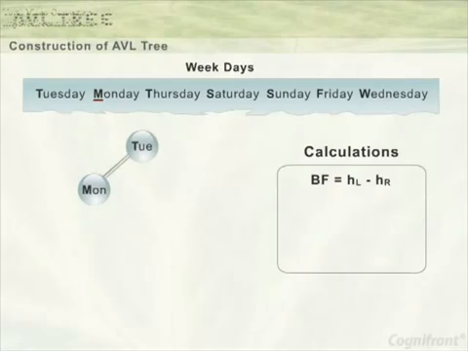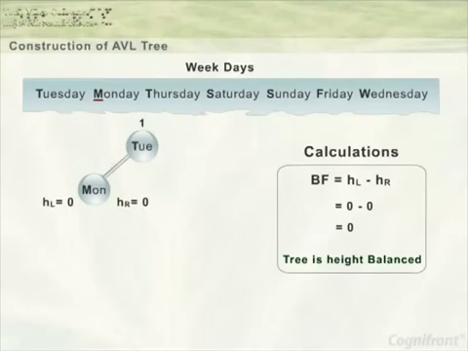Next element is Monday, which is alphabetically smaller than Tuesday. So, it is inserted at the left side of Tuesday. Then, calculate the balance factor of both the nodes. For Tuesday, HL is 1 and HR is 0. Therefore, the balance factor of node Tuesday is 1 and the balance factor for Monday is 0 minus 0, which is equal to 0. So, the tree is height balanced.